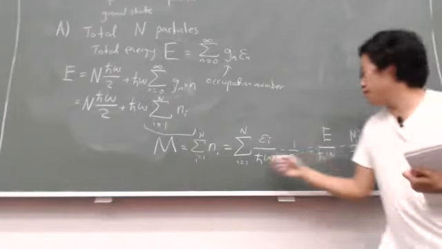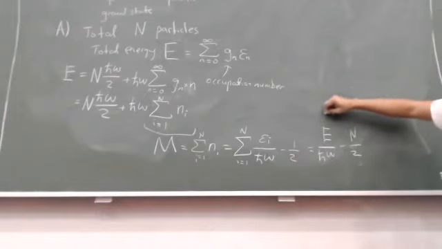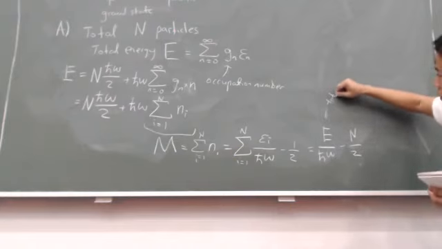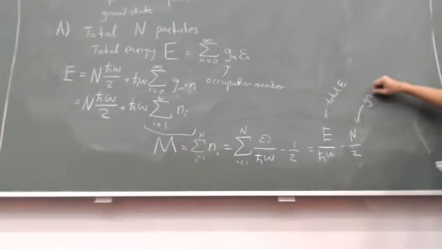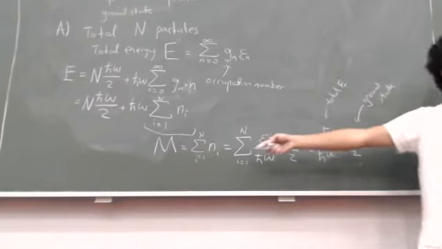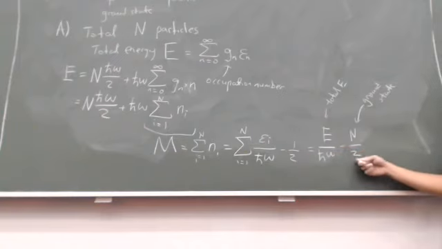So this M is equal to essentially the total energy, and I take away the ground state energy. So this M represents all of the energy that's not used in the ground state to supply all the ground state particles.